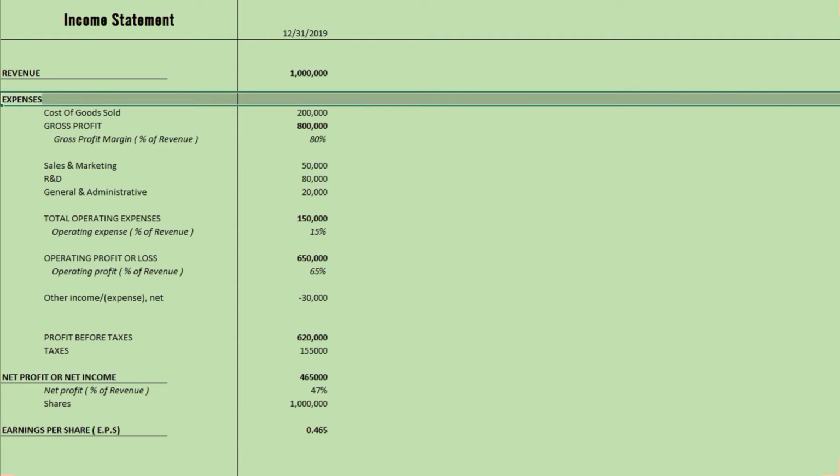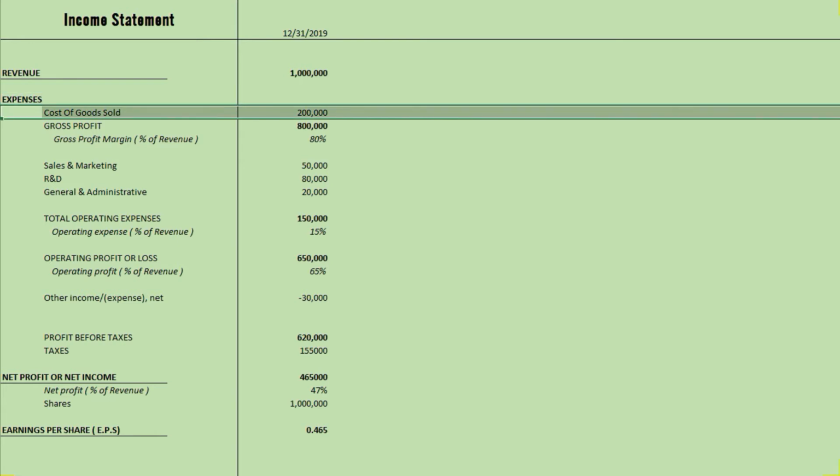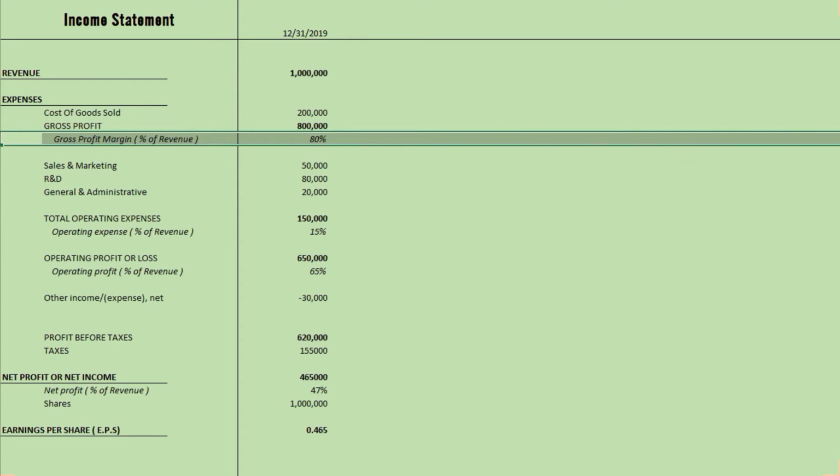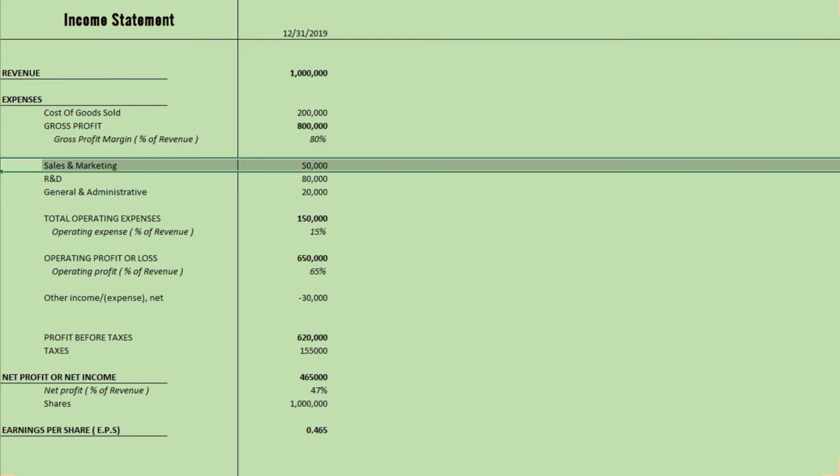The next item to look out for is the expenses. In order to keep the income statements brief but comprehensive, expenses are grouped and listed. Expenses always start with cost of goods sold, which is nothing but the cost to make the final product. Revenue minus cost of goods sold will give the gross profit. Gross profit divided by revenue will give the gross profit margin. In this example, 80% is the gross profit margin, which is really good. Businesses with slim margins are not worth investing in.